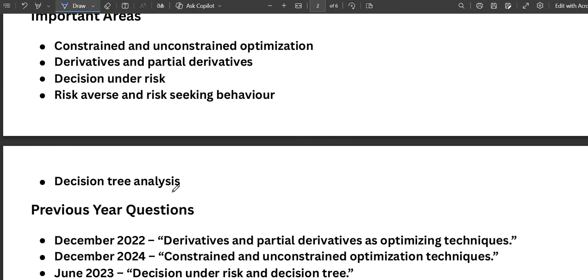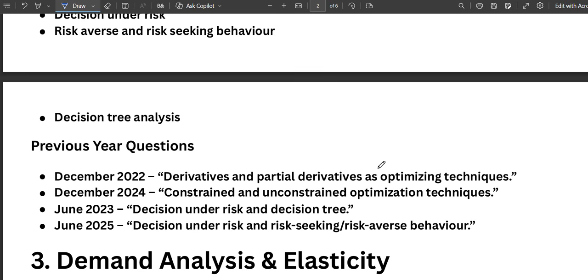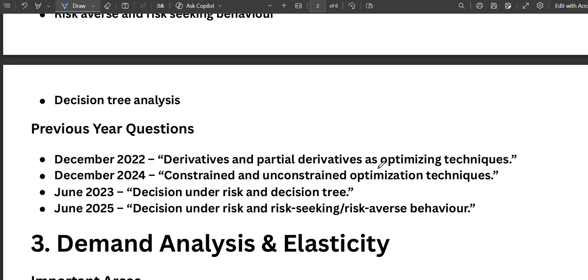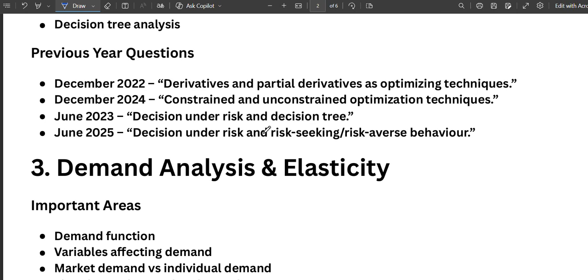I would suggest you all study the graphs related to these things, and also the examples. Even if the IGNOU question does not ask for an example, you just write the example. You can increase the length of the answer, and it also brings more value to your answer. These are the questions that have been asked from these particular topics: derivatives and partial derivatives, optimization techniques, constrained and unconstrained optimization. Don't go to the exam without looking at what derivatives and partial derivatives or constrained and unconstrained are. What is a decision under risk and what is a decision tree? We learned decision trees in the previous semester, so please refer to it.